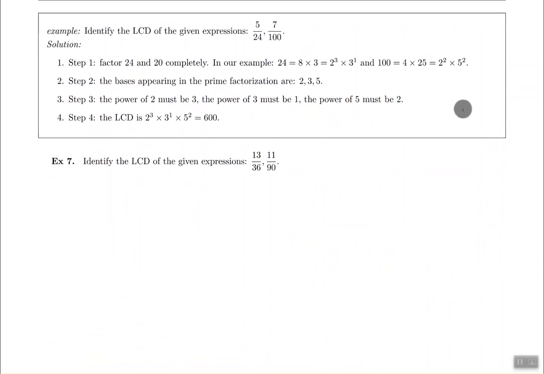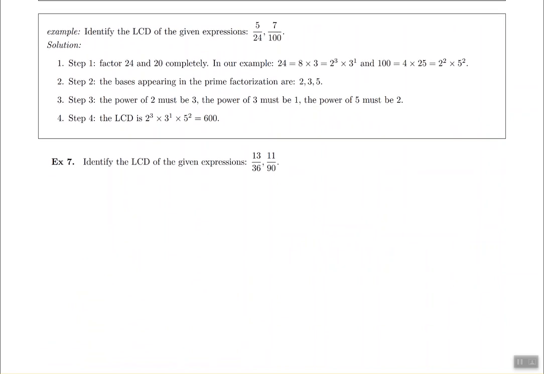So example 7 says, find the LCD, which means find the least common denominators of the given expressions 13 over 36 and 11 over 90. So what I'm going to begin with is extract the denominators 36 and 90, and I'm going to break them down as much as possible.